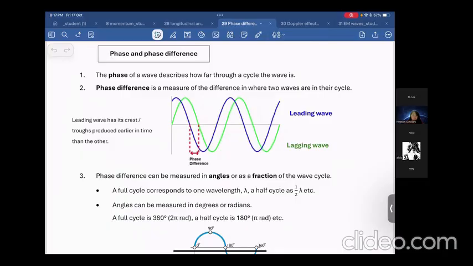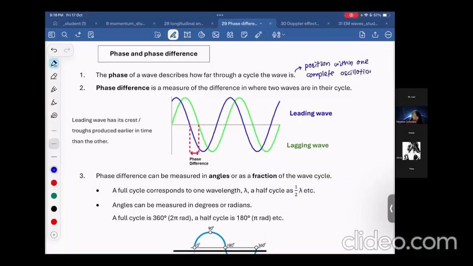Before that, later on when it comes to here, maybe you can understand a bit. Phase is about how far through a cycle of the wave something is. In another way, it can be explained as the position of the particle. Phase is the position within one complete wave, one complete oscillation: how far the point has moved through its cycle.